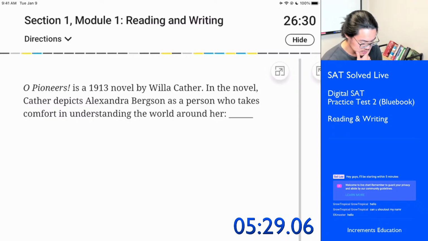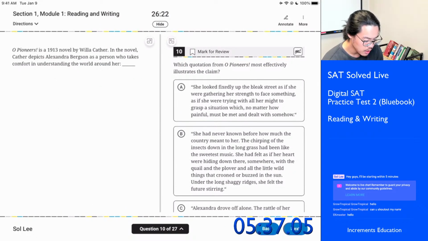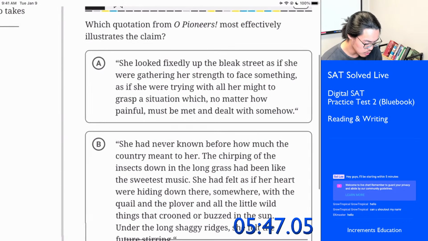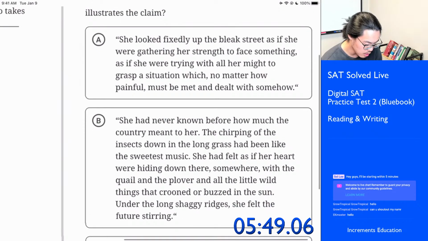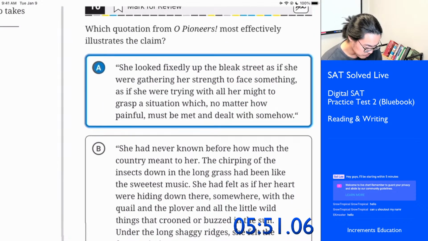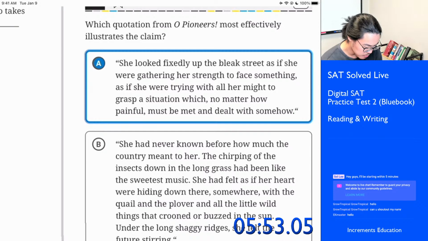O Pioneers, in the novel, she depicts Alexandra Bergson as a person who takes comfort in understanding the world around her. Now we're in the reasoning section. Question 10, we're in the reasoning section. This is the hardest section. But takes comfort in understanding the world. So we just need takes comfort in understanding the world. She looked as if she was trying to grasp the situation.